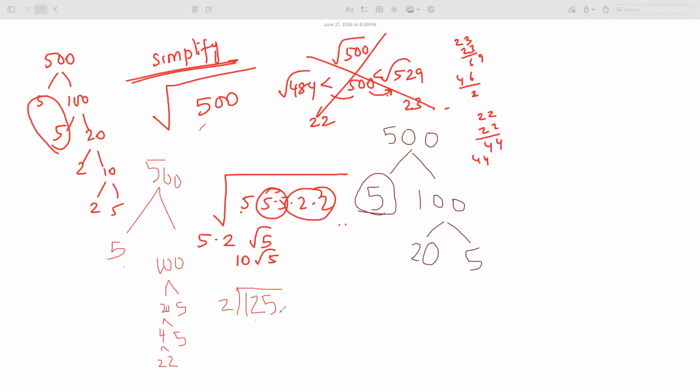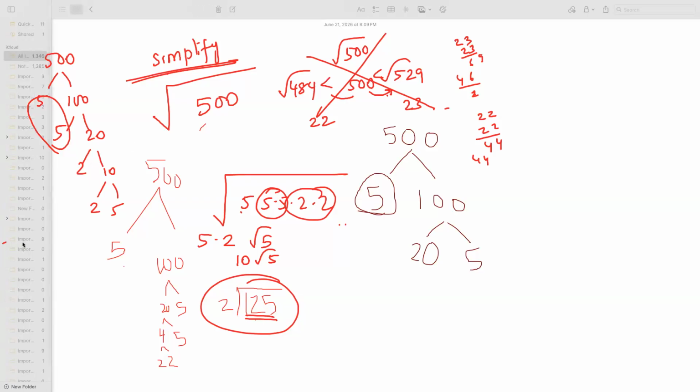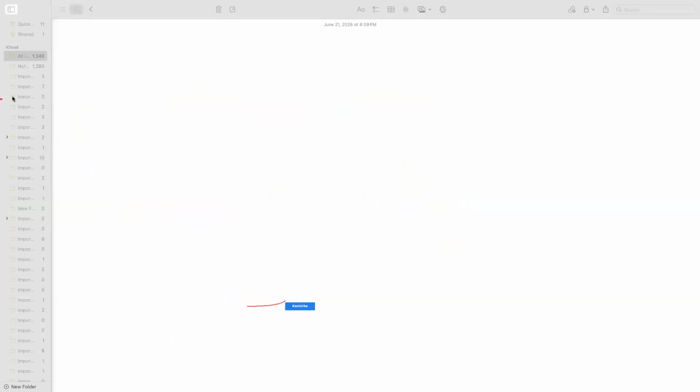It should have been 10 root 5. Did you get it? Yeah, I see. This is 10 root 5. 125 can be simplified as 5, 5, 5. 2 fives can come out, right? Pavisha, did you get it? Yes, Auntie. Arnav, did you get it? Yeah, I got it now. I understand it now. Okay, simplifying is different.